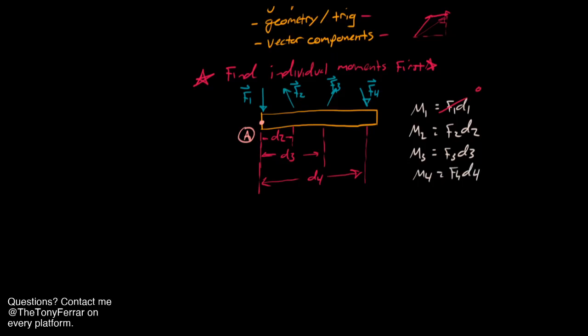From there, we could add these together, right? Sum of moments is going to be equal to M1 plus M2 plus M3 plus M4. And you couldn't have done that beforehand. You had to find the individual moments first. Remember, M1 was just 0.